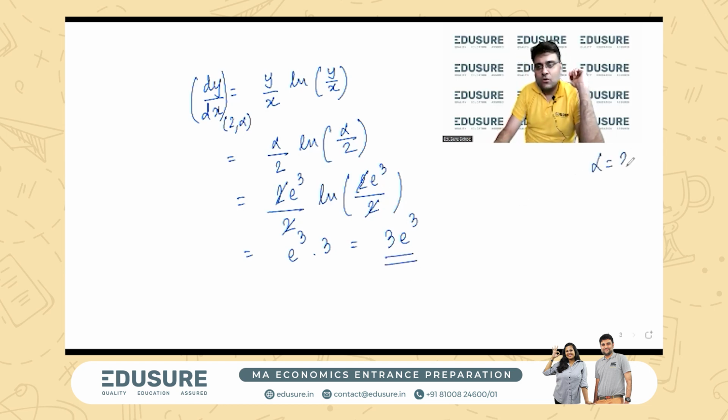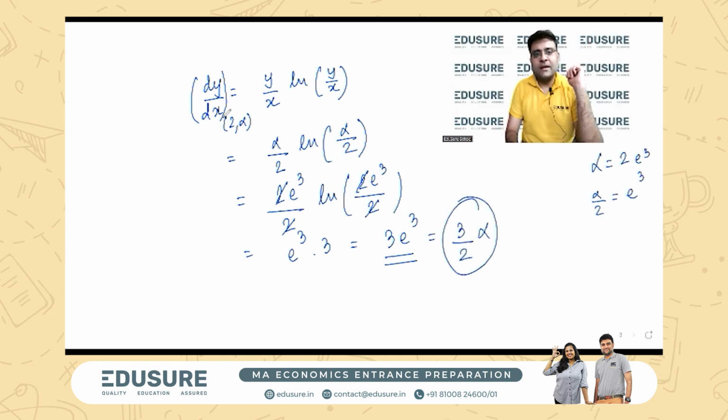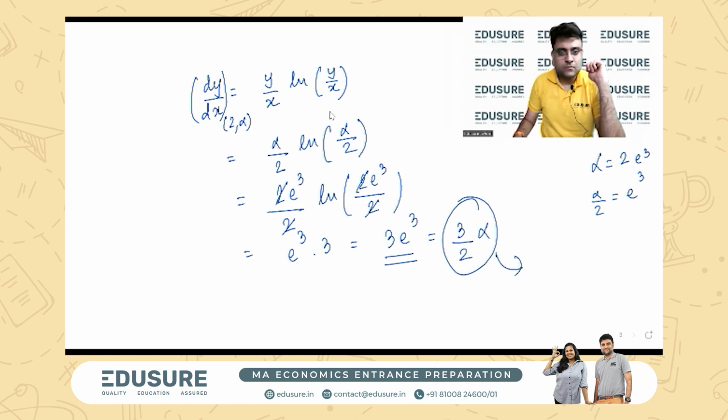Now alpha = 2e³. Alpha/2 = e³. Okay. So dy/dx at (2, alpha) is 3 alpha/2. What option is this? D.